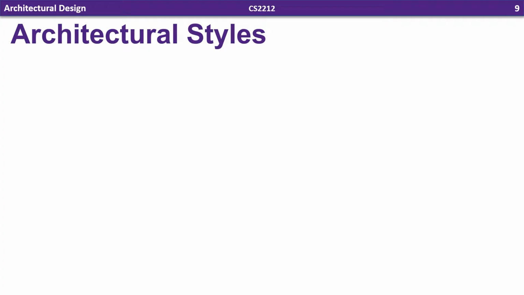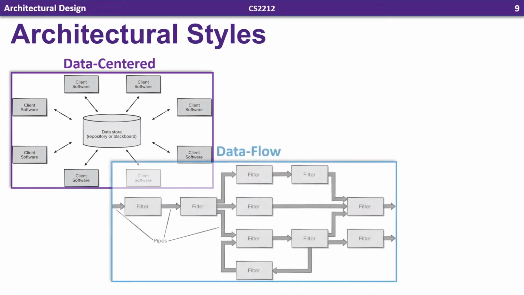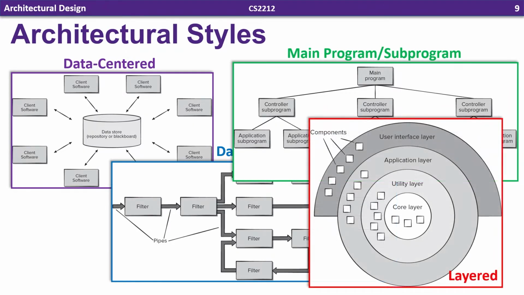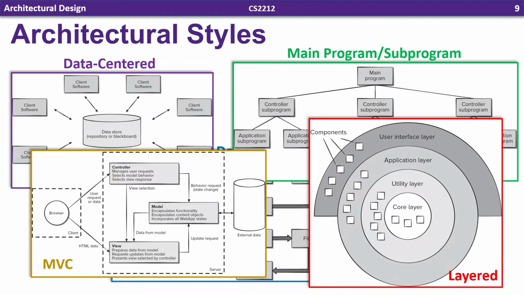So what does this all have to do with software architecture? Well, software architecture also has styles. For example, we have the data-centric style, data flow, main program subprogram, layered, and model view controller. We'll be getting into these in a bit more depth shortly.